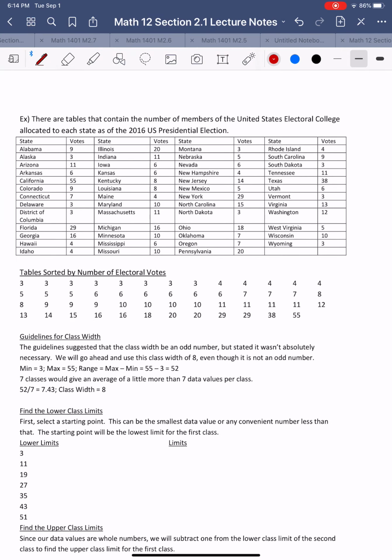So on the next table, I already sorted by the number of votes, okay? Starting with the 3: there are 1, 2, 3, 4, 5, 6, 7, 8 states that got 3 votes. Then 1, 2, 3, 4, 5, 5 states got 4 votes, and then 1, 2, 3, 3 states got 5 votes. So I had to put it on here together.